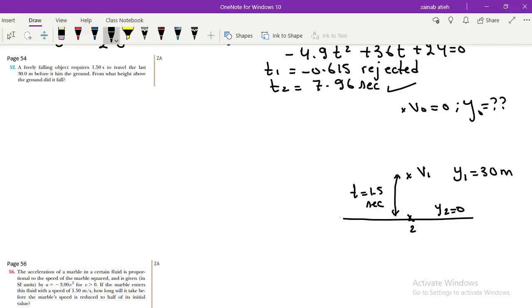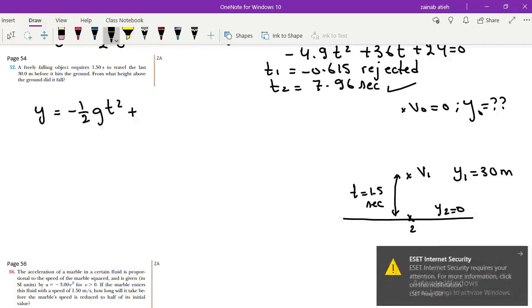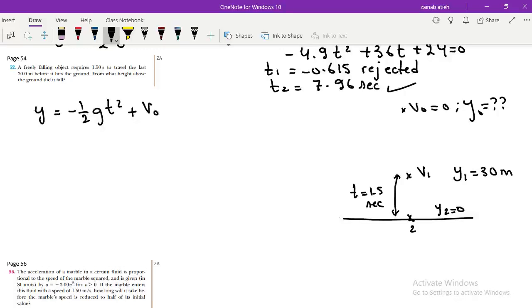Okay, it says from what height above the ground did it fall? I have to find y0. Let me remind you with the equation. y equals minus half g t square plus v0 t plus y0. If I use this formula here with y1, y0 and v0, t has to be the time between zero and one. If I put here 2, then y2, t has to be the time between zero and two. But I don't have that given; I have the time between 1 and 2.